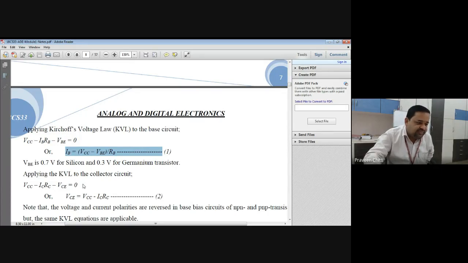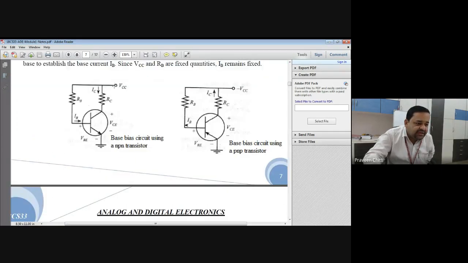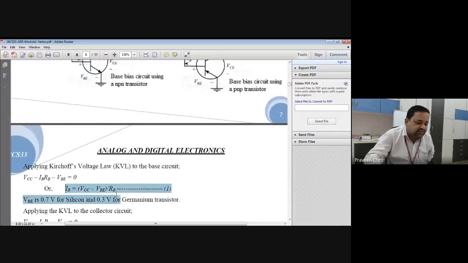And once you get IB and IC, now you can apply KVL to the output side. If I apply KVL to this output side, I can write the supply voltage VCC equal to the voltage drop across this plus the voltage drop across this. So I can write VCC equal to IC into RC plus VCE from the output side. And if you apply KVL from the input side, I can write VCC equal to IB into RB plus VBE. So from input side KVL, I got this equation.